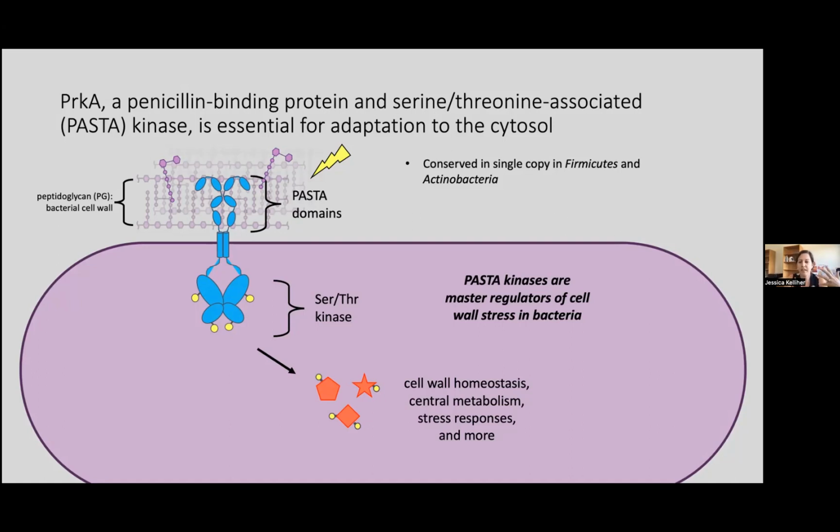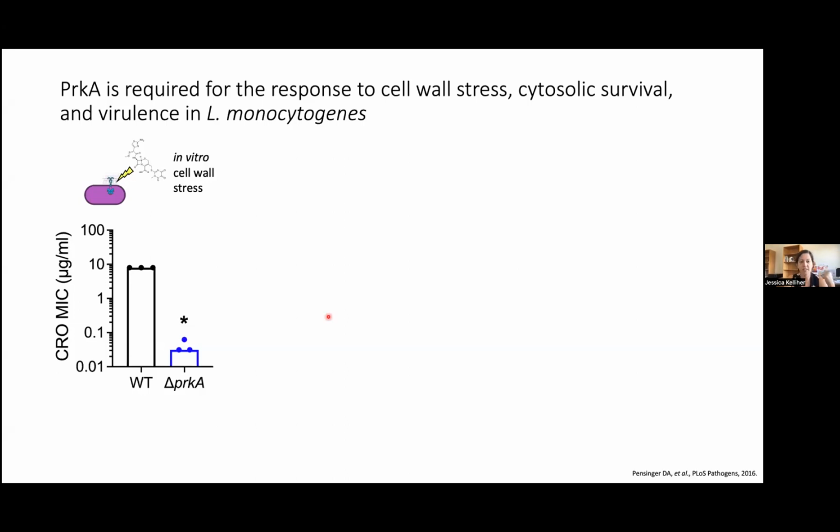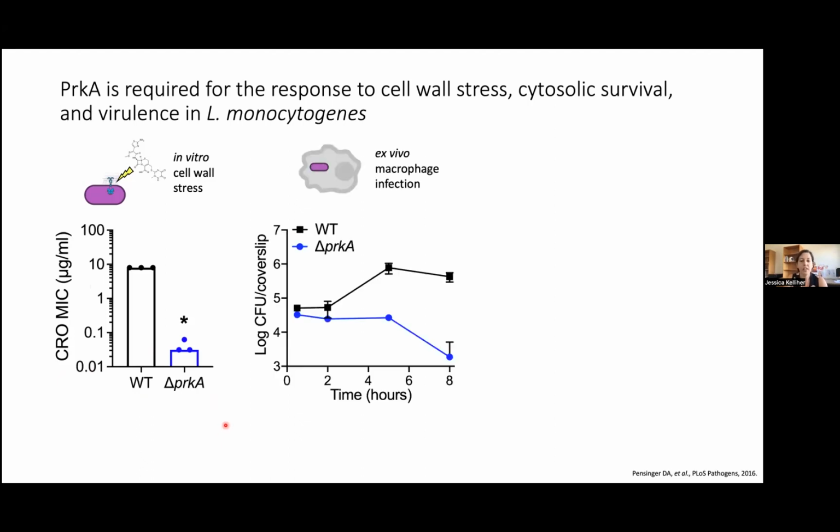And so we know that the PASTA kinase in Listeria is important for resisting cell wall stress in vitro. So this is an MIC experiment where I've exposed wild type and a PrkA mutant to increasing concentrations of ceftriaxone. And we see that the PrkA mutant is about 100-fold more sensitive than wild type to this beta-lactam antibiotic. As I mentioned, PrkA is also required for Listeria's ability to adapt to the cytosol. So while wild type is able to replicate in the cytosol of macrophages, a PrkA mutant is restricted and even cleared in that same time frame.